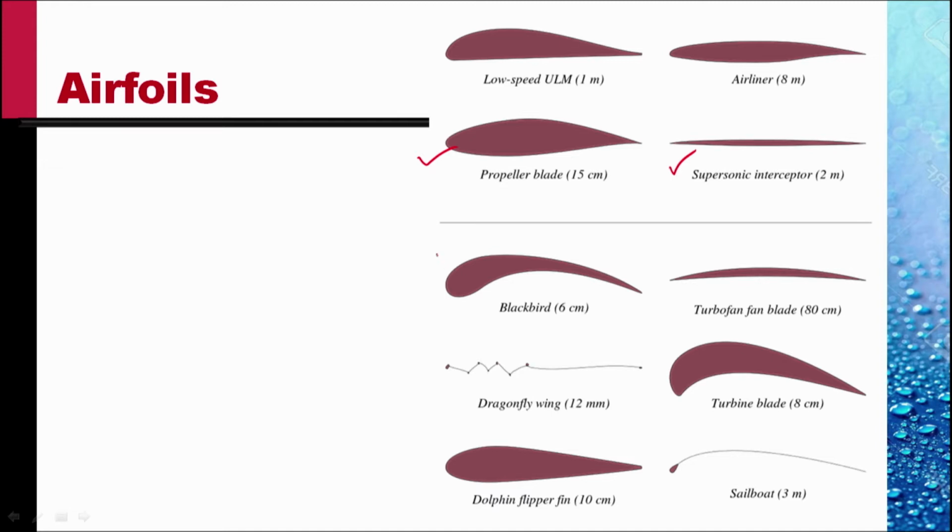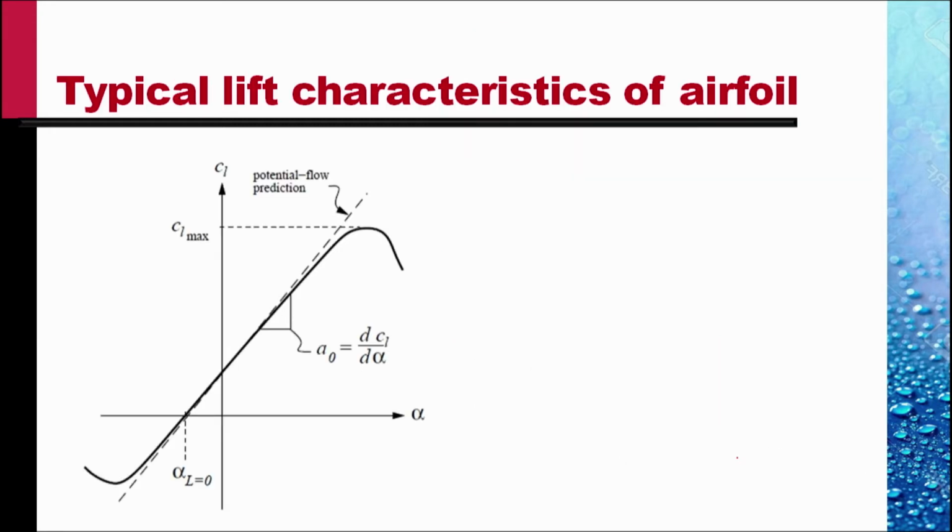The wings of a bird are also airfoil shaped. Turbofan blades are airfoil shaped but with a sharp leading edge. This is the cross section of the wing of a dragonfly. It's only 12 millimeters long. A sailboat with a sail inflated also has the shape of an airfoil, as is shown in this picture. Typical lift characteristic of an airfoil is shown by this graph.